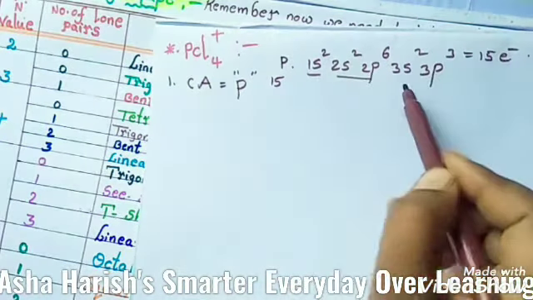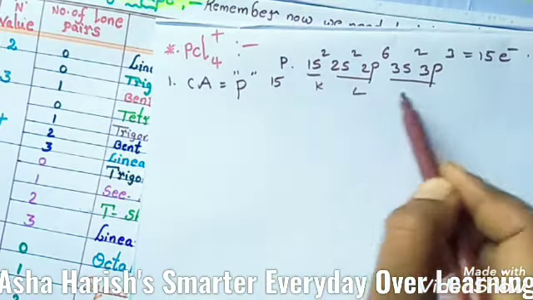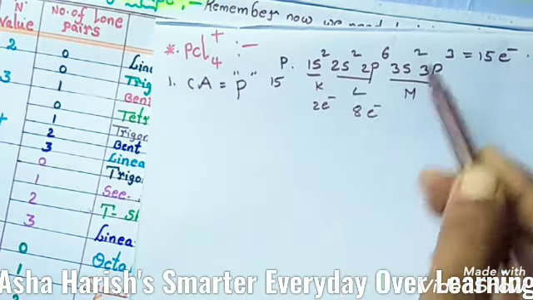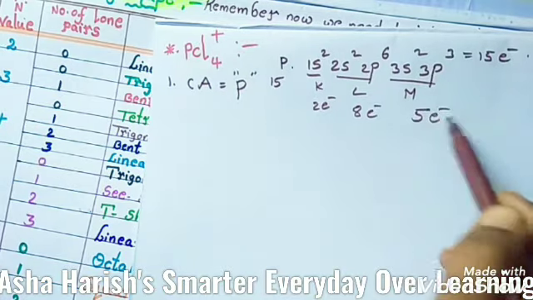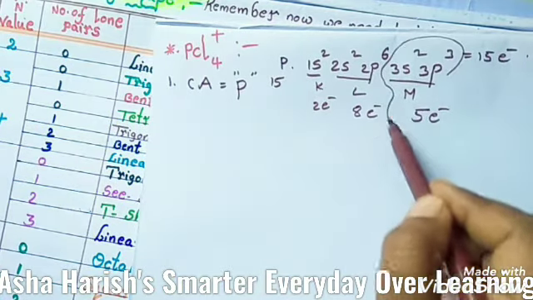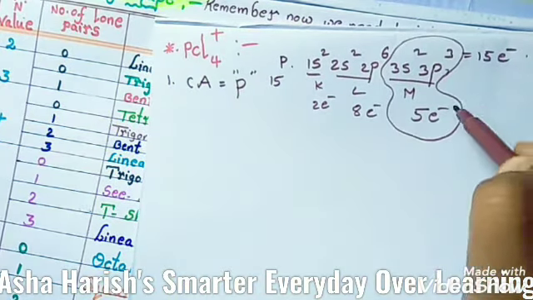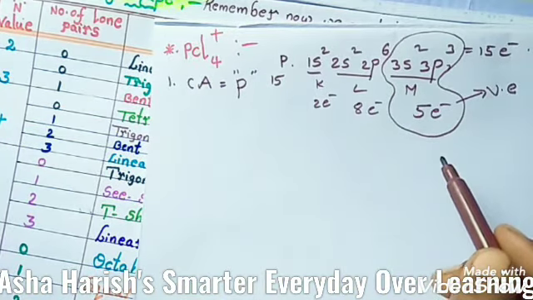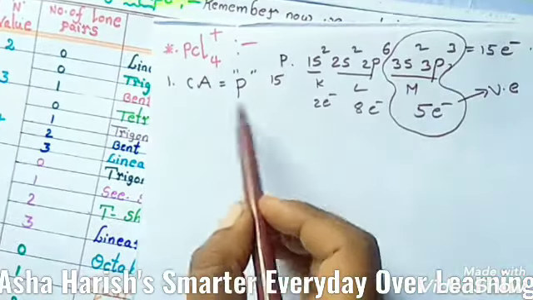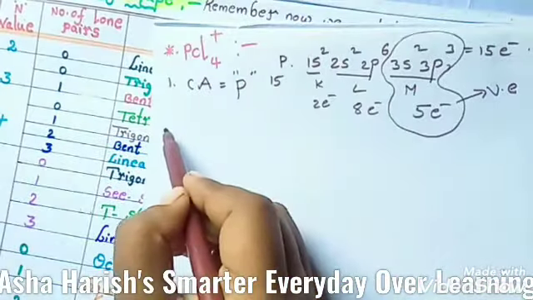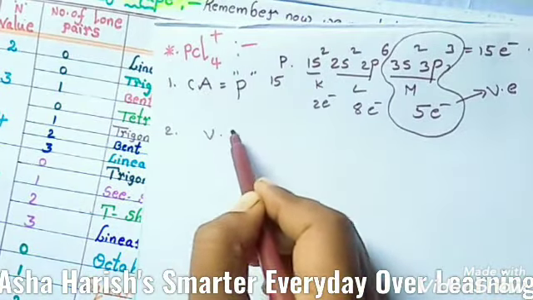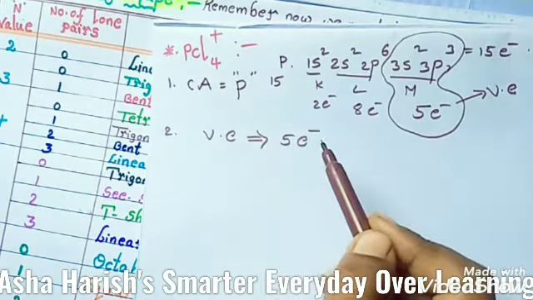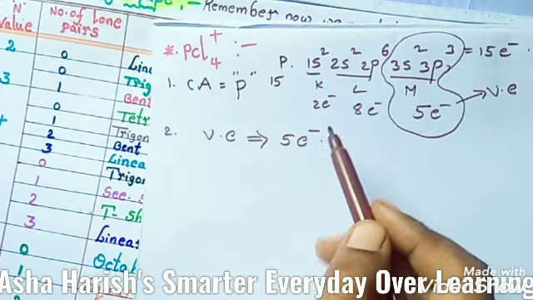Now K shell, L shell, M shell. Here are the 2 electrons, here are the 8 electrons, here 5 electrons. So students, this is the outermost shell. Now how many valency electrons, students? 5 electrons. So this is the first point: you need to identify the central atom. In the second point, you need to write the valency electrons of the central atom. So here, 5 electrons.